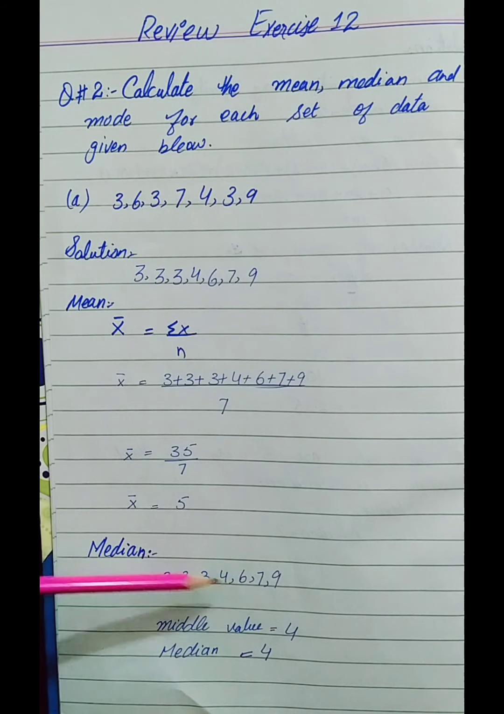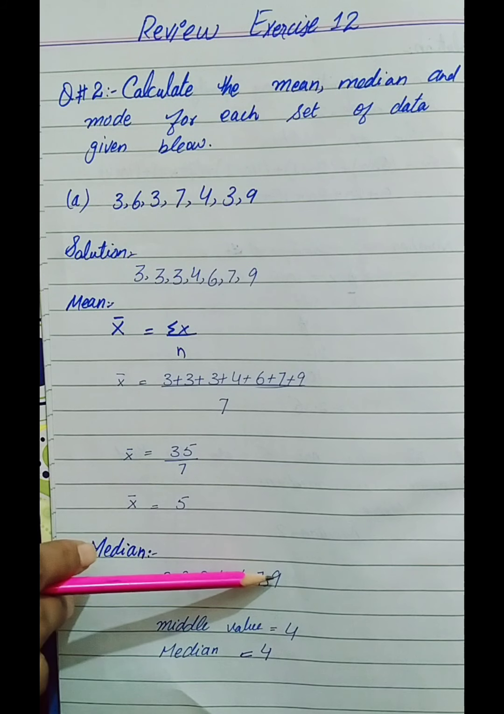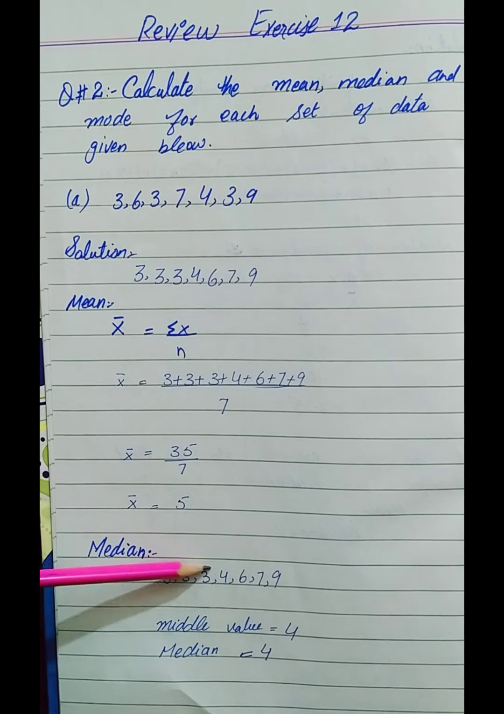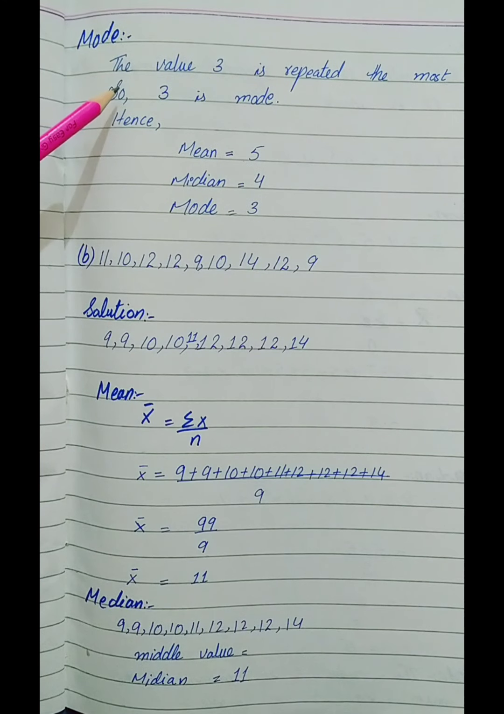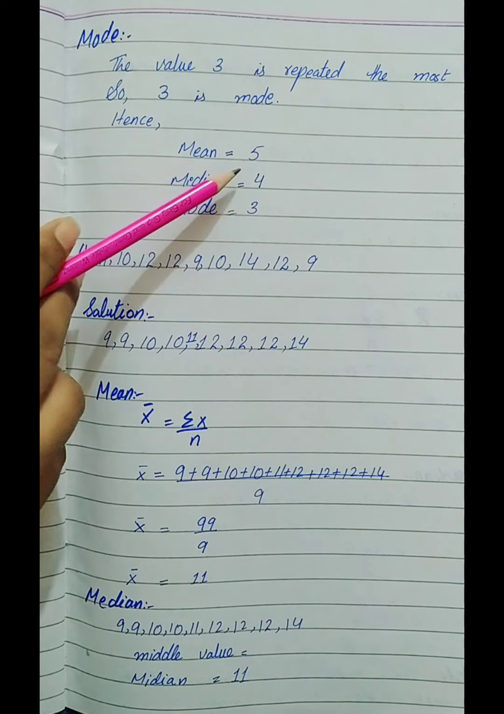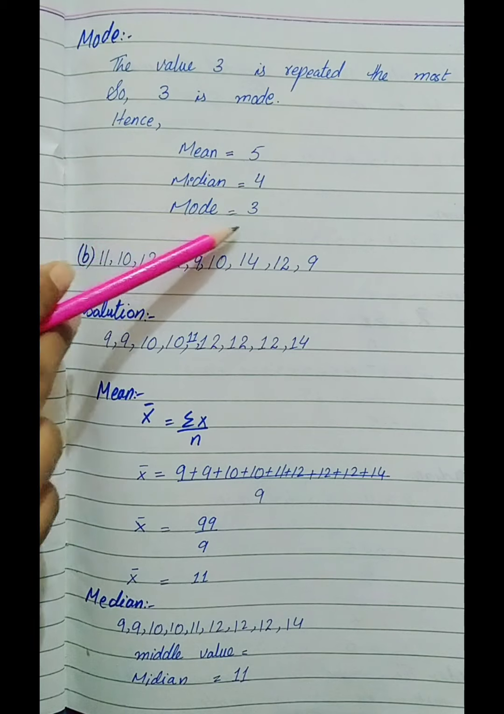So mean is 5. Next we find median. For median we also arrange the values in ascending order, then take the middle value. We have 1, 2, 3, 4, 5, 6, 7 values, and because 7 is an odd number, we skip 3 values from the start and 3 values from the last. We get 4, which is our median. Next we find mode. The value 3 is repeated the most, so the mode is 3. And mean is 5, median is 4 and mode is 3.